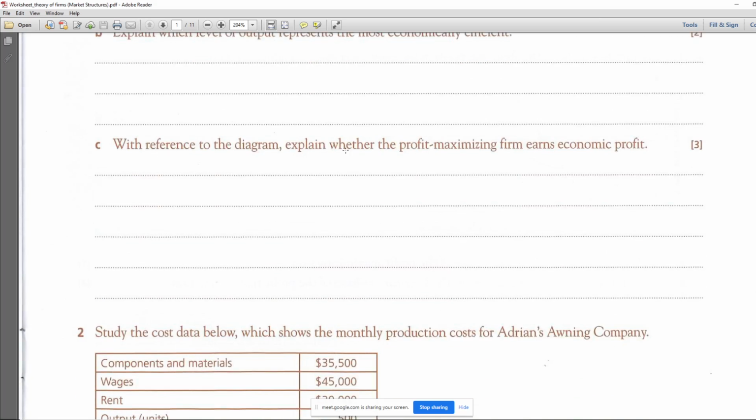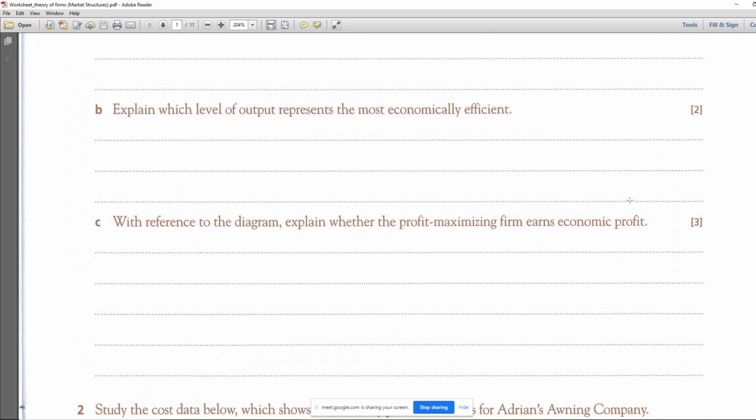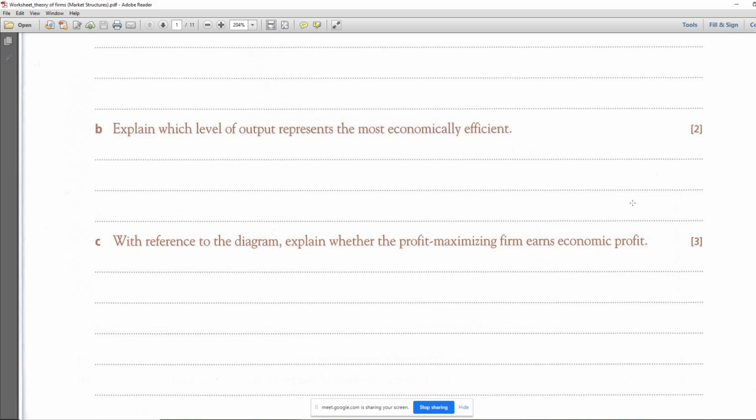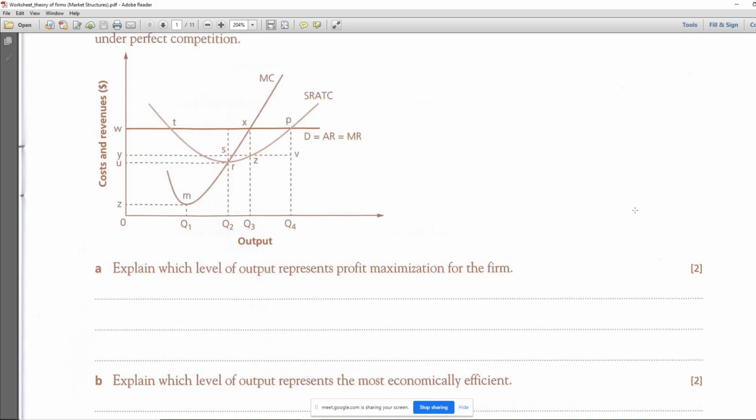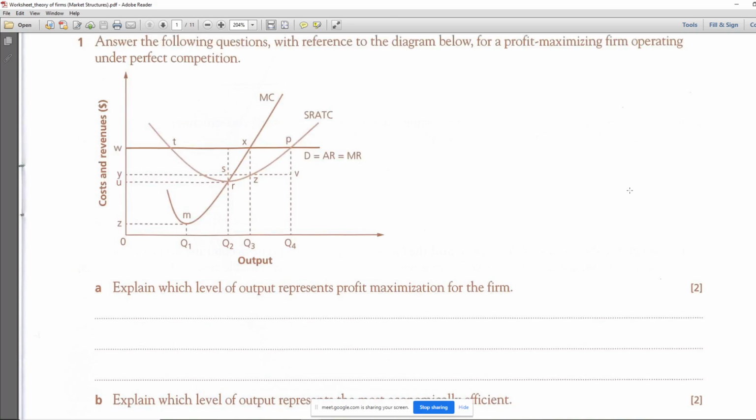Explain whether the profit maximizing firm earns economic profit. So in the diagram, can you point it out? Where is the profit? When we are profit maximizing, you know the output. So where is the area of profit here?